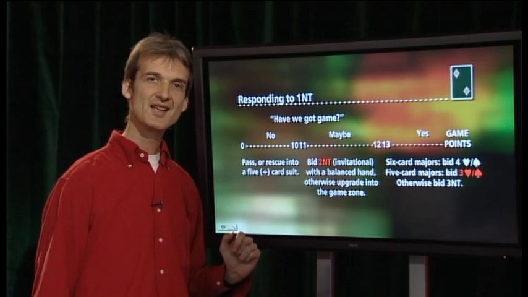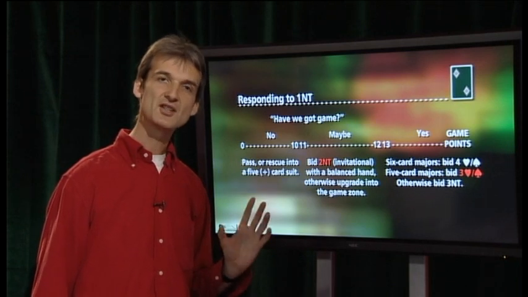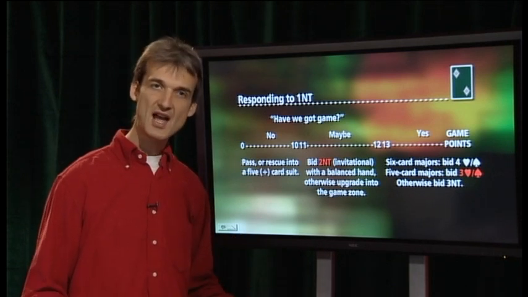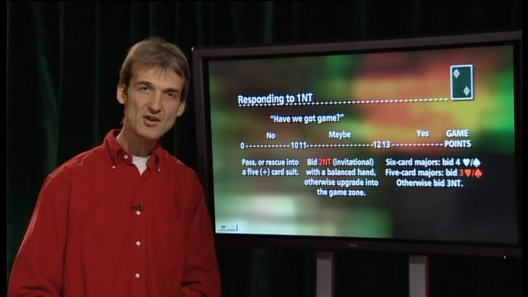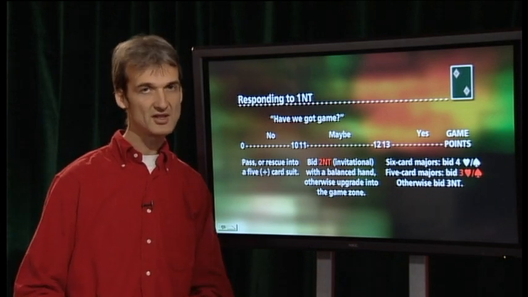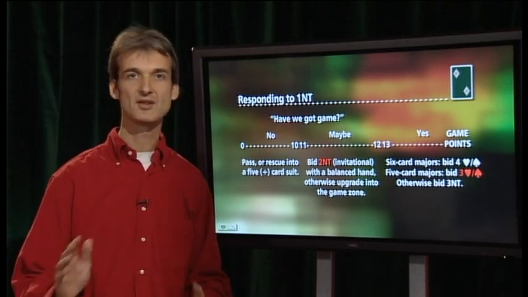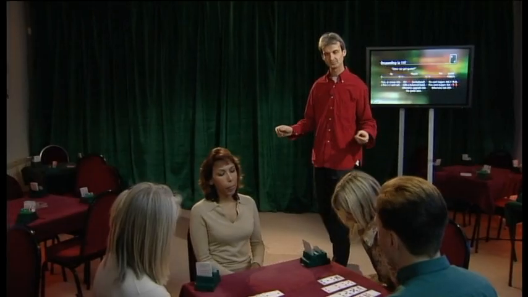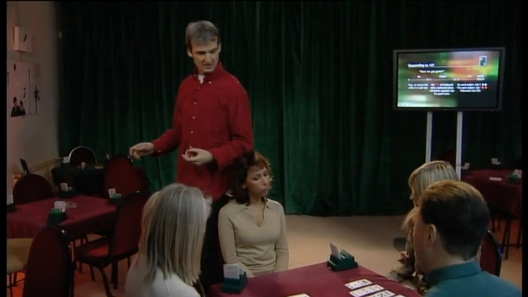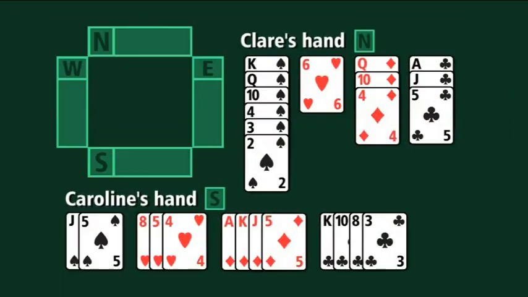Good. Now what we're going to do is we're going to look at some pairs of hands, the one no trump opener and the responder, and we're going to see how they would bid. So come back with me. Now let's have a look at these 2 pairs of hands.